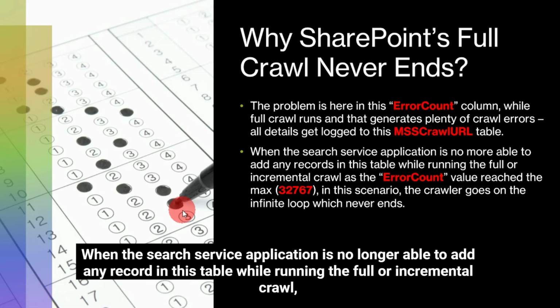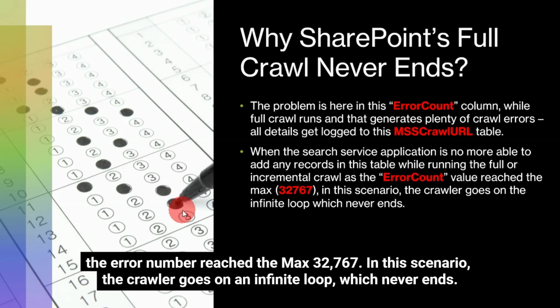When the search service application is no longer able to add any record in this table while running the full or incremental crawl, the error number reaches the max, 32,767. In this scenario, the crawler goes on an infinite loop which never ends.